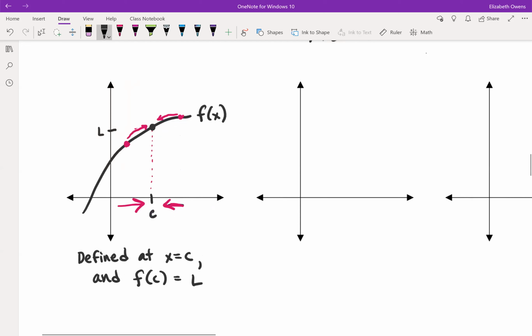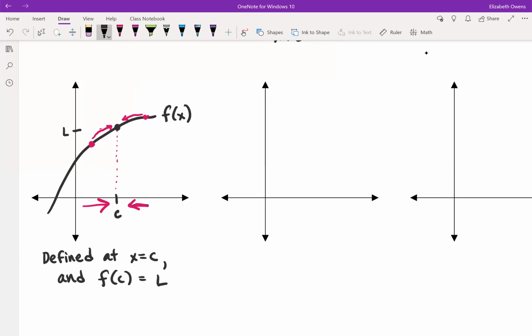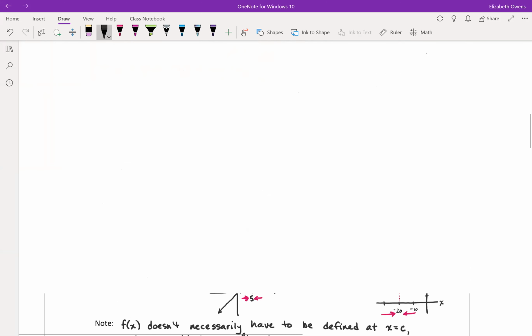Now, let's say we draw a very similar function. I'll do my best to make it look similar. But when we get close to that c value, which was somewhere around here, I'm going to say that this function is actually undefined at c. It's got a hole in the graph now. Okay, it's almost the same function, but not quite.